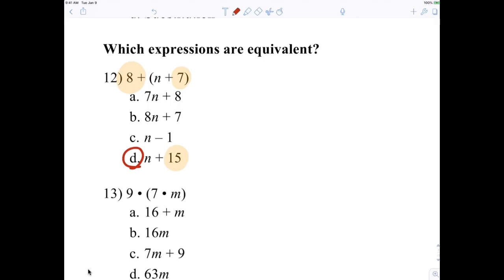Yes, and we're not supposed to do that, correct? Right? You see it now, Alden? You're just adding, correct? You're just adding 8 and 7.